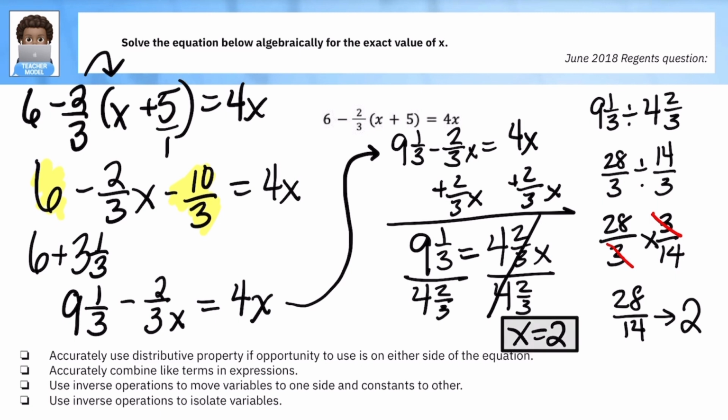This one was a little bit more complicated. It was a long Regents problem. What made it tricky was the fact that it had fractions, and I chose to walk through the actual fractions with you rather than just use my calculator. I also chose not to change this into decimals because these were non-terminating decimals. That's it for today. Look to see I did distribute, I did combine my like terms, I did use my inverse operations, and I did isolate my variable.